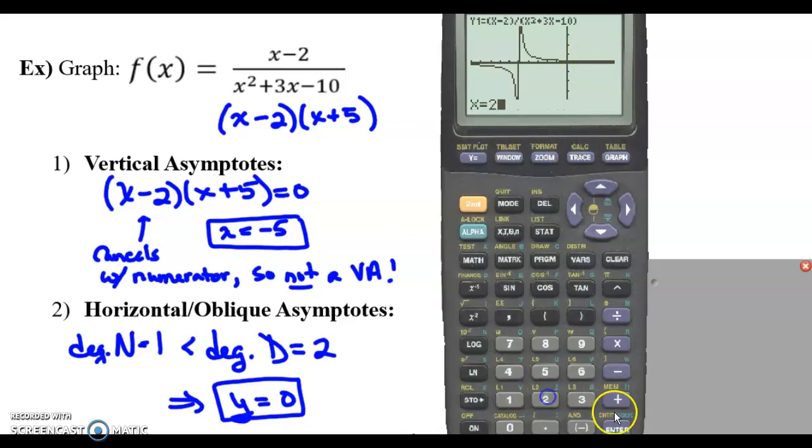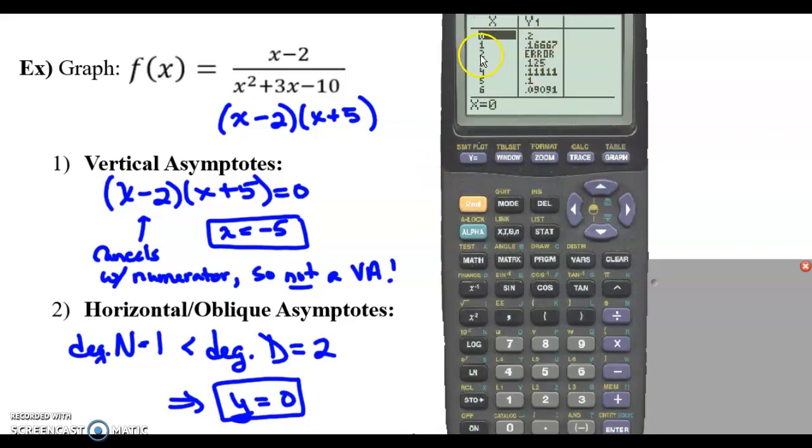Let's hit trace and 2. Now here's something. The y is blank. It's not giving me a value. What if I look at the table? Here at 2, it's telling me an error. So that's the only way I'm going to know there's a hole. I have to do some math ahead of time. I have to check those points on the graph, right? So even though it looks like on here it graphs straight through, it doesn't technically.